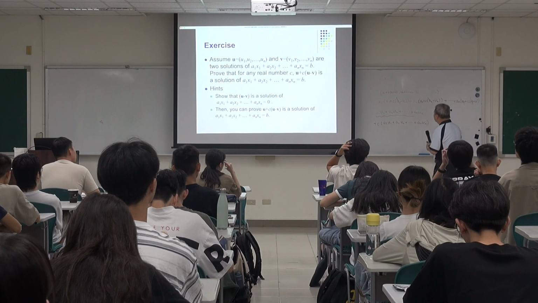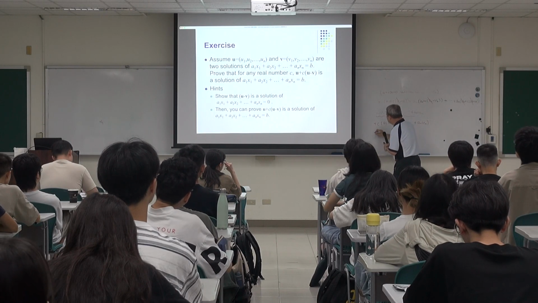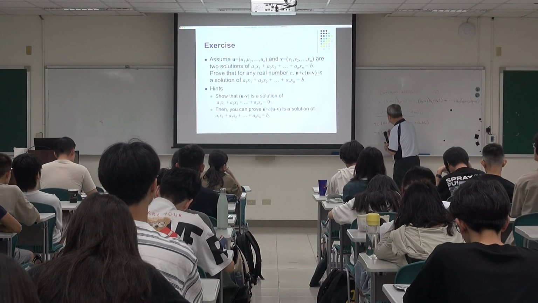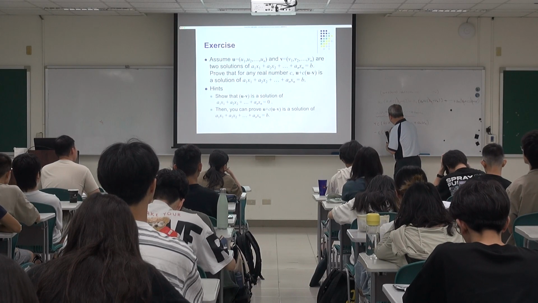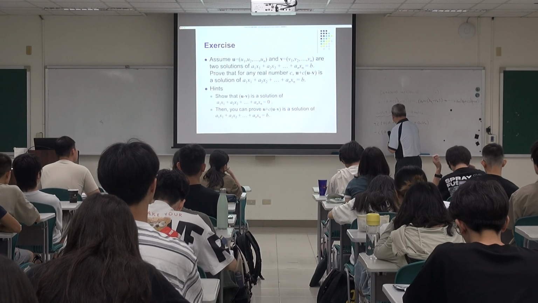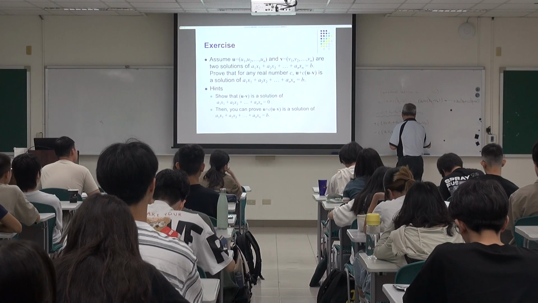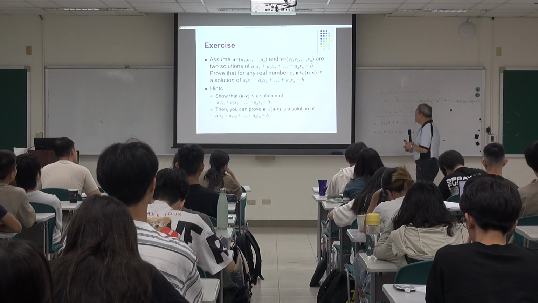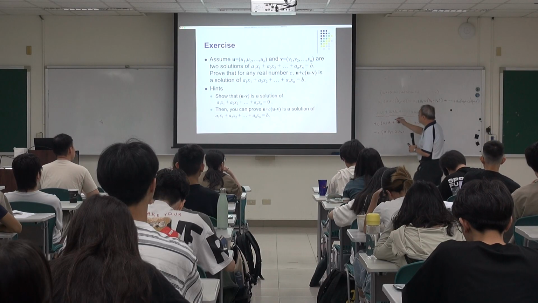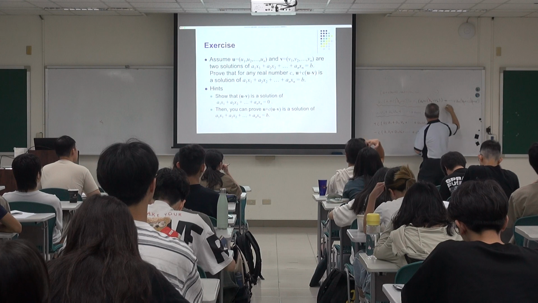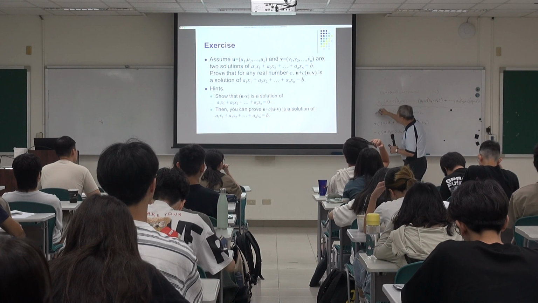And then the last one, minus C times A1 V1 plus A2 V2 plus up to An Vn. So we can pretty much write the above thing into three parts.